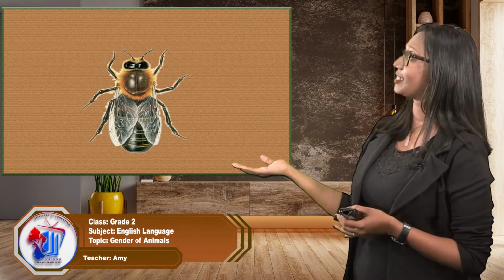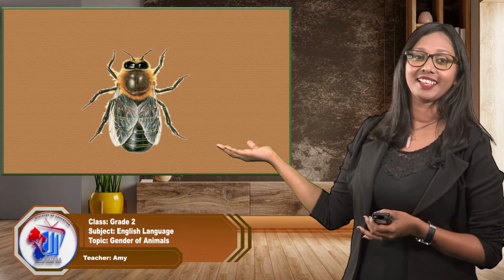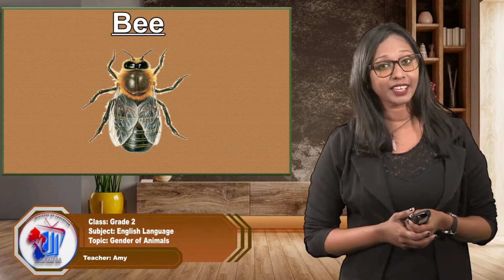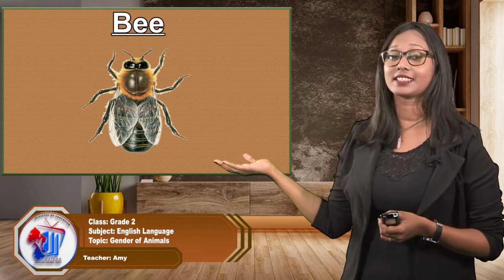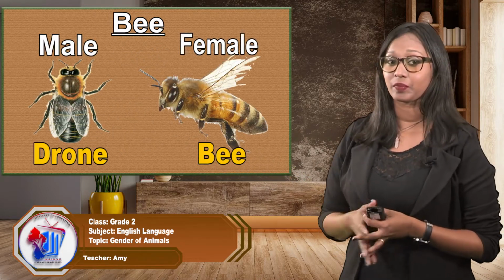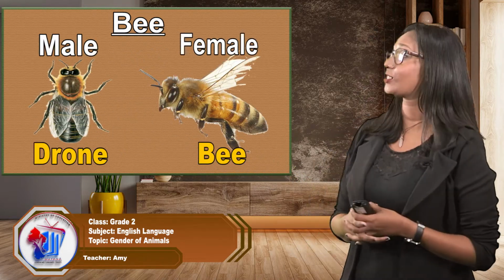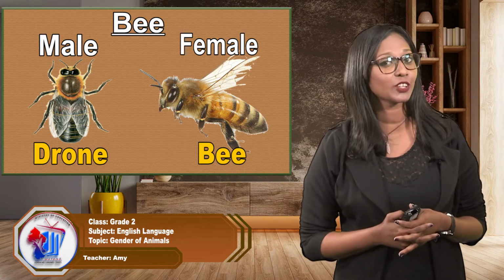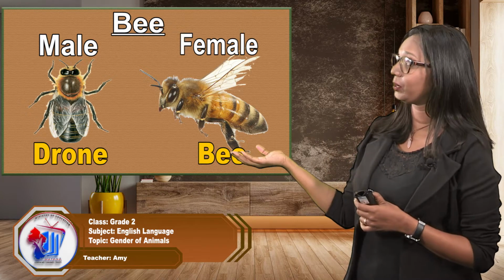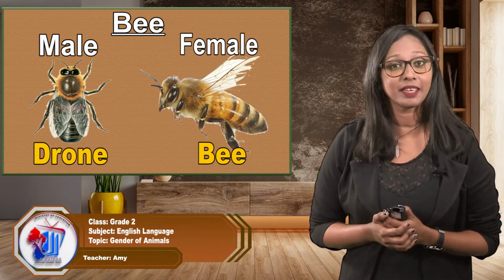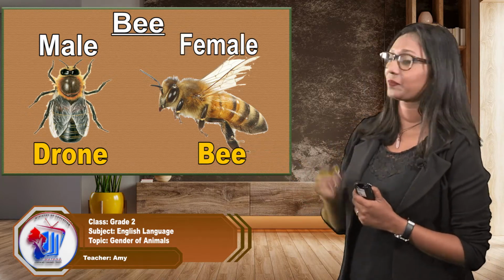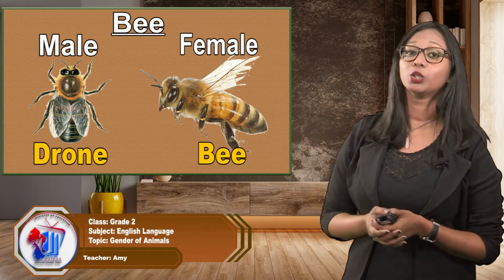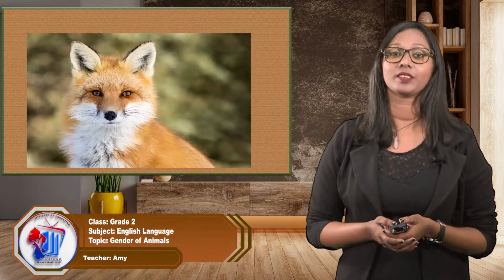Now here is a very beautiful one. This is a bee. The general name for this animal is a bee. But the male is called a drone. Say that with me, boys and girls. Drone. And the female is bee. So we have female bee, male drone.